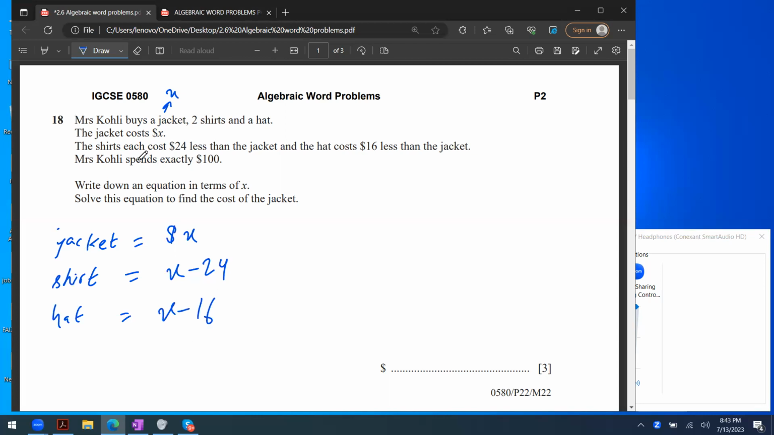Mrs. Kohli spends exactly $100. Write an equation. When she spent $100, that includes one jacket, so X, 2 shirts, so 2 times X minus 24, and a hat, so X minus 16. We need to solve this now. Can you solve this equation and tell me the X value?